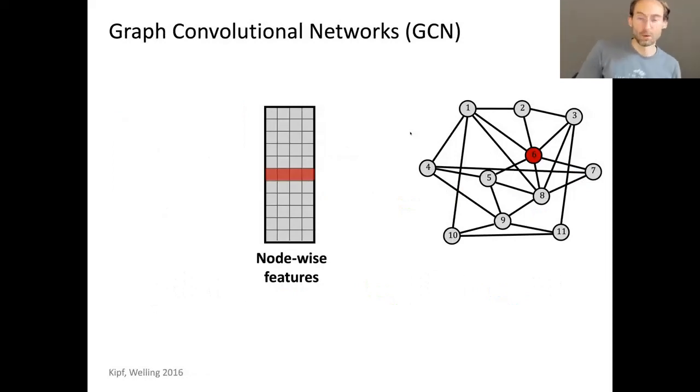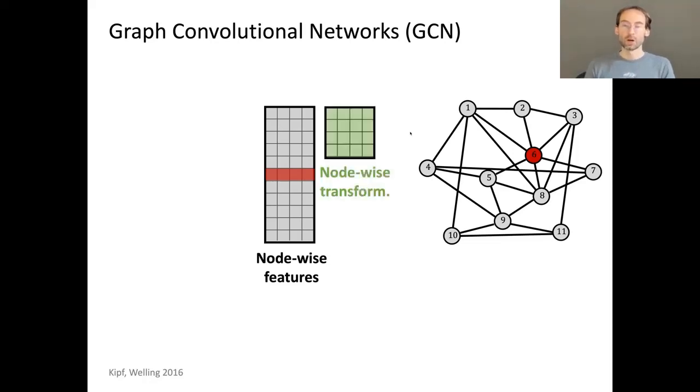Now, a slightly more general way of thinking of it: if we have d-dimensional features on the nodes of the graph, we can arrange them into a matrix that is n by d, where n is the number of nodes and d is the dimension. Each row in this matrix corresponds to a feature vector that is attached to a node. So here in red, for example, are the features of node number 6. To this matrix, we can do two things. We can, first of all, apply some shared node-wise transformation that is applied to the features at each node independently. And it has shared parameters.